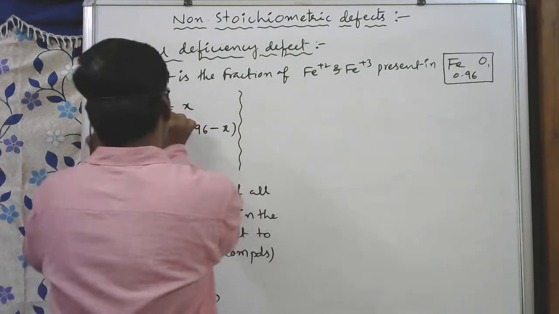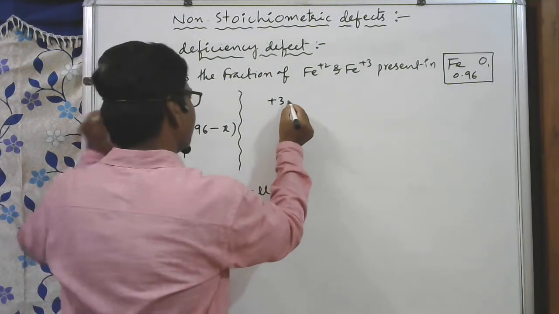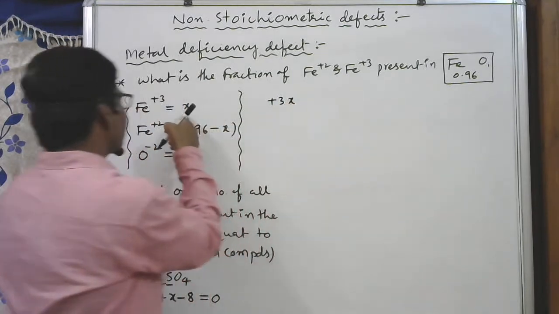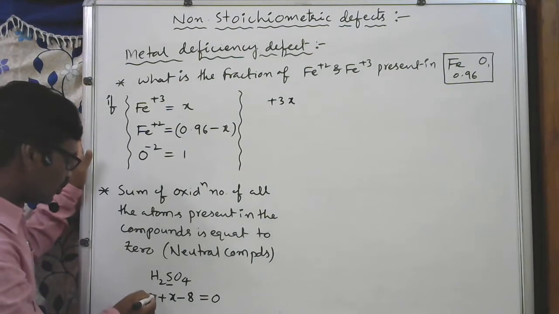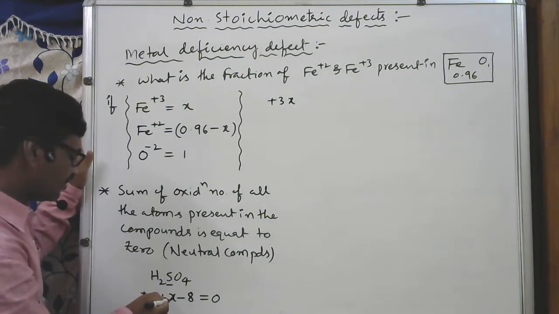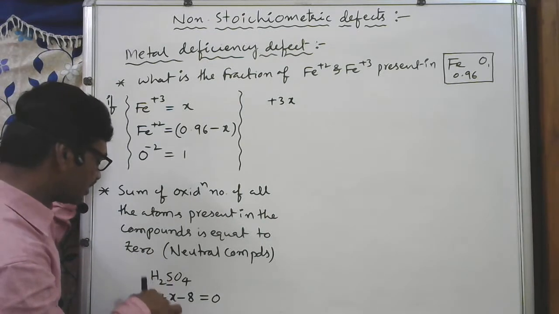See here Fe plus 3, how many? X are there. Number of plus 3 is X. See, number of hydrogens are 2, no? 2 into plus 1, hydrogen 2. 1 sulfur, we have to assume as X, so that X only.